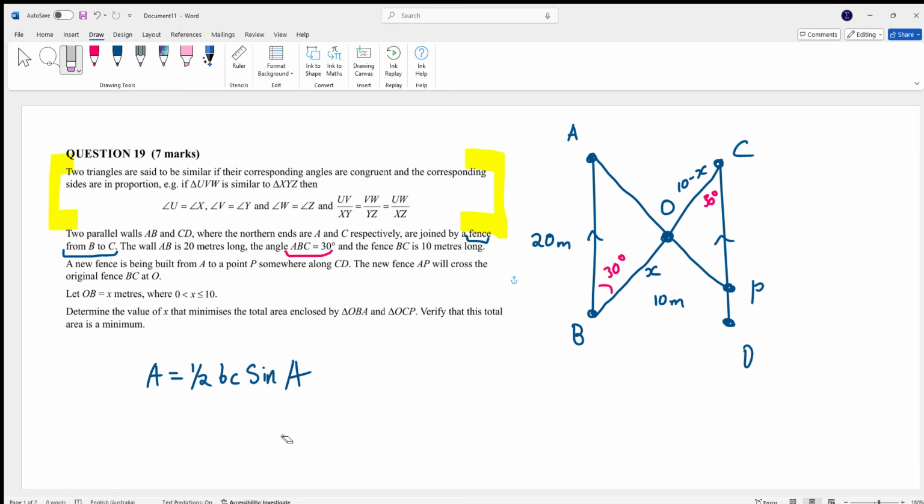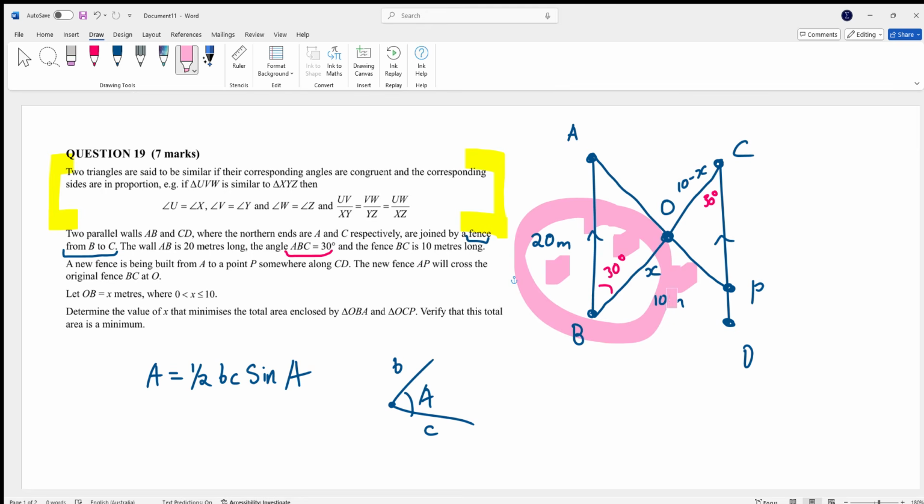Now, first of all, we need to establish which sides are similar to this triangle here. So, using this formula here, we need a point, and we need two sides, the b and c, and the angle here to work out the area, so angle A. We already have that information just here. We have 20, we have 30, and we have x. So the first triangle is already sorted. It's the second triangle which we need to work out a bit more information about.